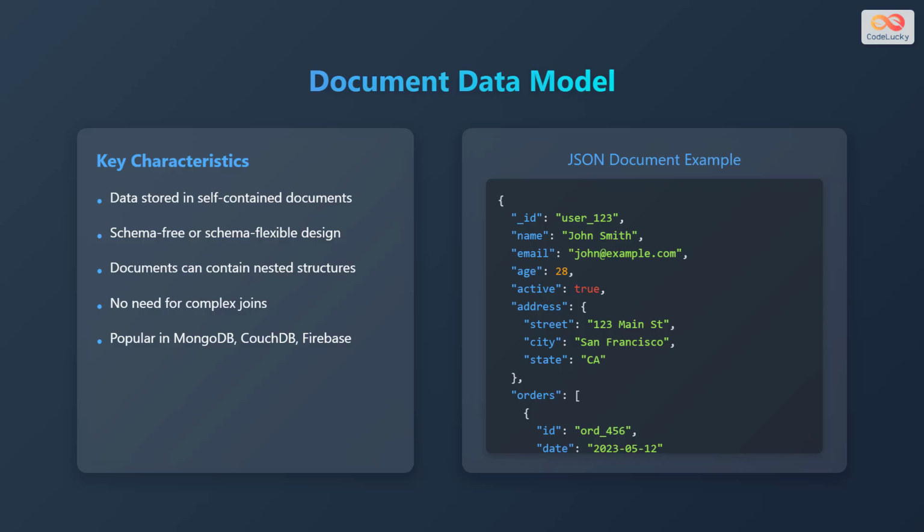The example displays a JSON document structure. You'll notice it contains fields such as ID, name, email, age, and address. These are all nested within the document, providing a flexible way to represent complex data.